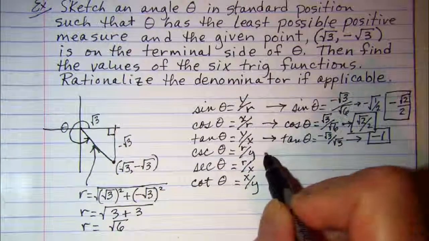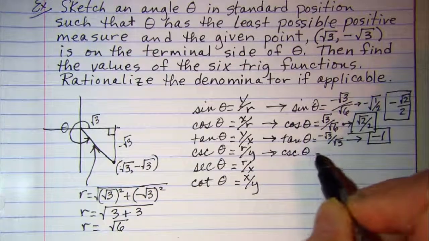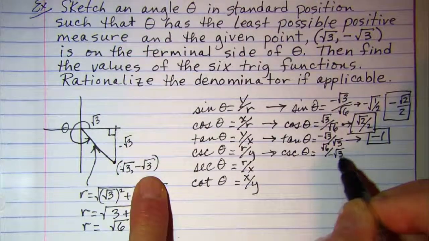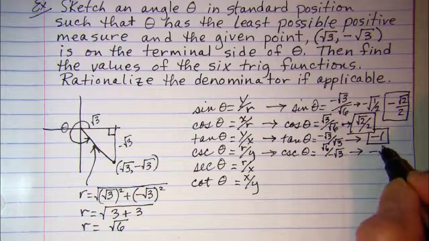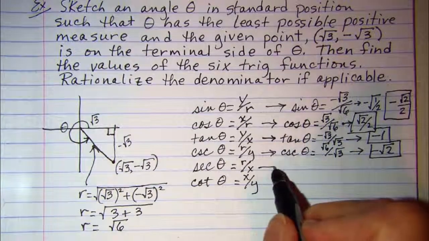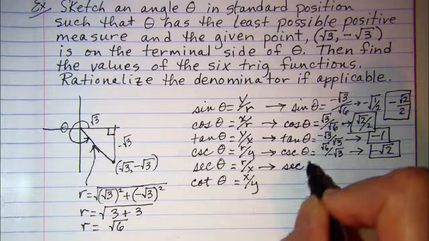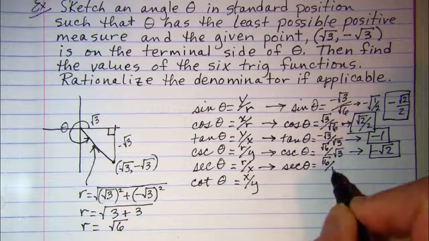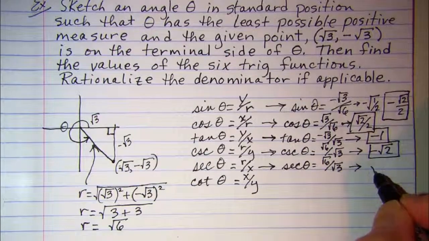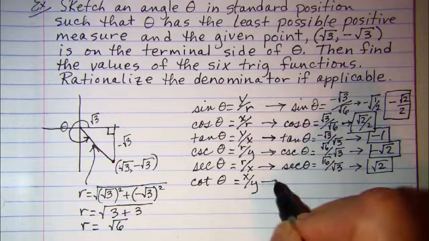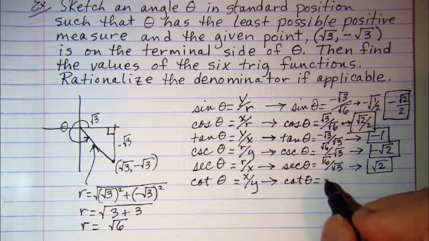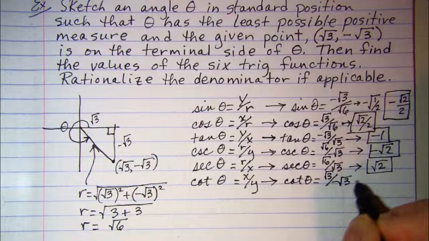Cosecant is r over y. Root 6 over negative root 3. This will simplify to a negative root 2. Secant is r over x. So root 6 over root 3. And again, root 6 is root 2 times root 3, and the root 3's cancel. So it'll be just root 2. And cotangent theta is x over y, so root 3 over negative root 3, which is negative 1.